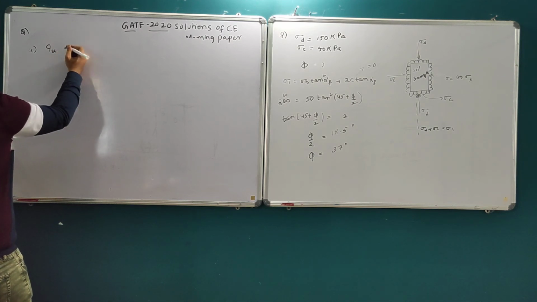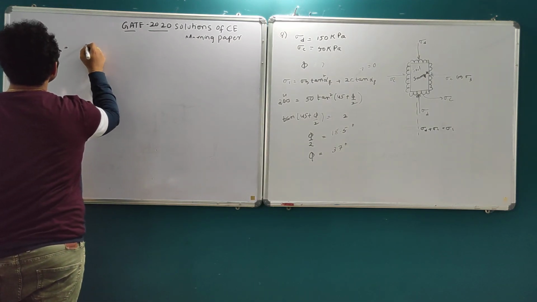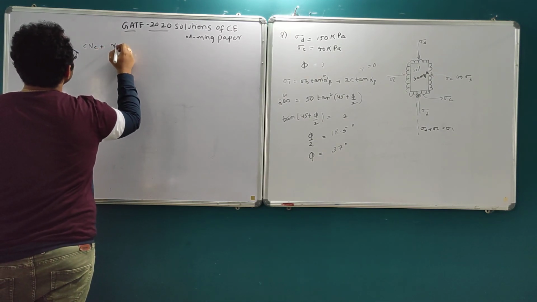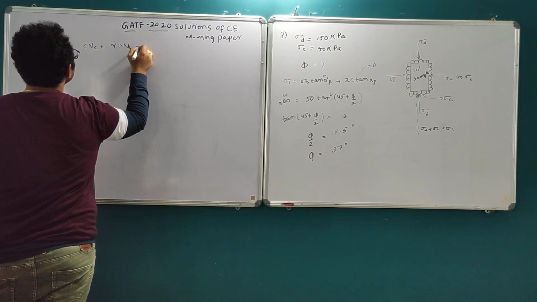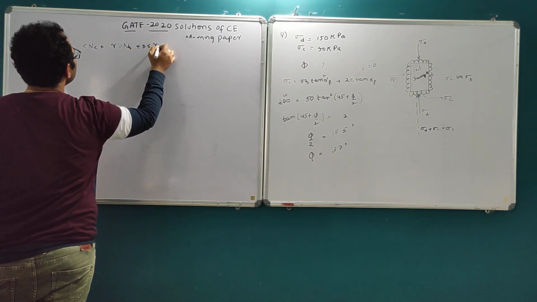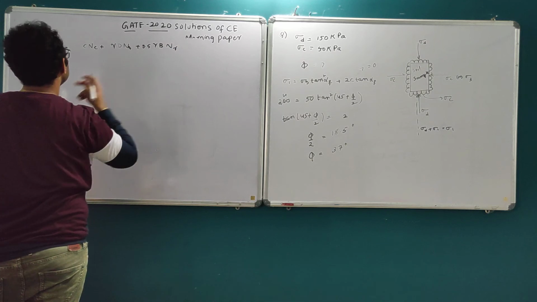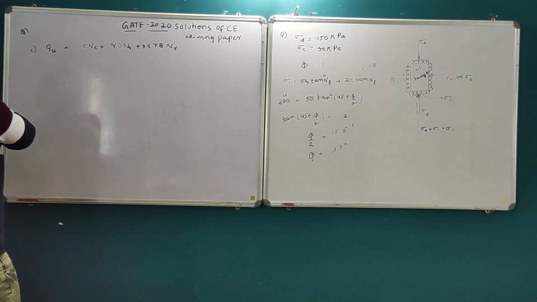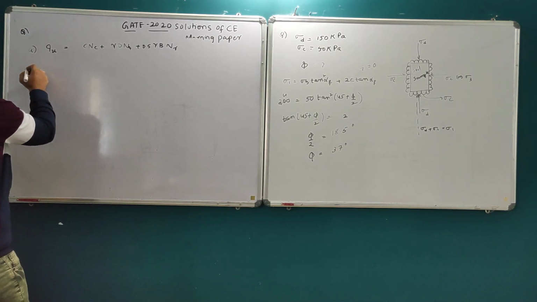So what is the formula for ultimate bearing capacity? cNc plus gamma D Nq plus 0.5 gamma B N gamma. Let it be whatever the corrections are there, leave it. Just think of a strip footing. So for a strip footing, generally the length is infinite. Okay. So this is what the equation says. What is the second option?